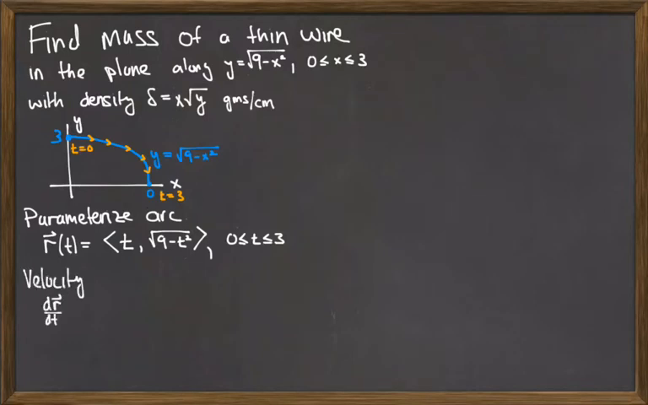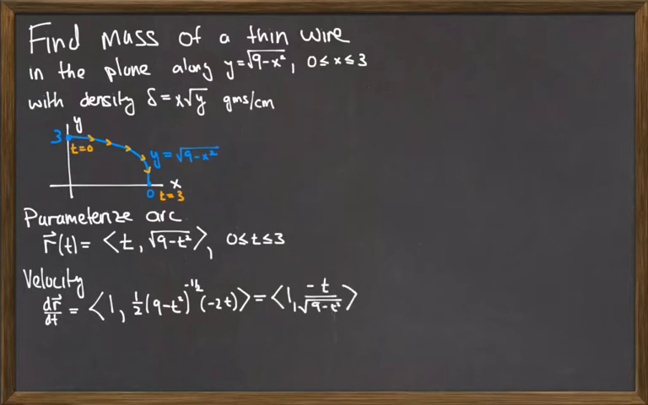Let's find the velocity of this path. That means to differentiate it. That will be a vector quantity, so I'll differentiate each component. The derivative of that t will be 1. And then I have 9 minus t squared to the 1/2. That will take a power rule with a chain rule as well. Simplifying that, it will be minus t over the square root of 9 minus t squared. Notice that the 2's canceled out.